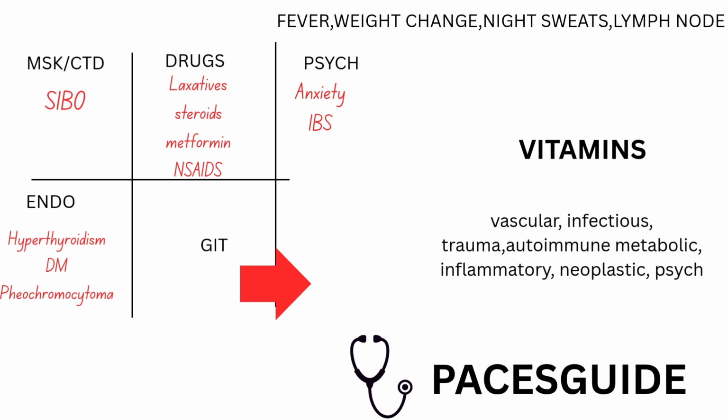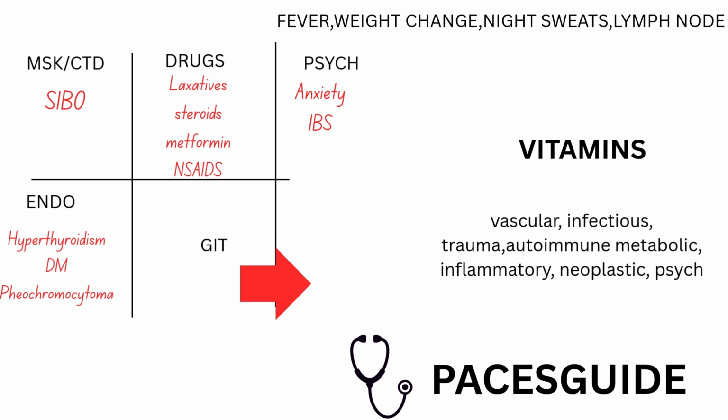There are drugs which can cause side effects such as steroids, metformin, and NSAIDs. If the patient has any connective tissue disorder such as systemic sclerosis, you can expect an association with small intestinal bacterial overgrowth that can present with diarrhea as well. VITAMINS is a mnemonic which basically has all the etiologies which can be applied to any possible symptom. They can be vascular causes, infectious, trauma related, autoimmune, metabolic, inflammatory, neoplastic, and psychological causes of every symptom. This is just to give you an idea while you're practicing for the exam about the various causes that you need to think about while taking the history.